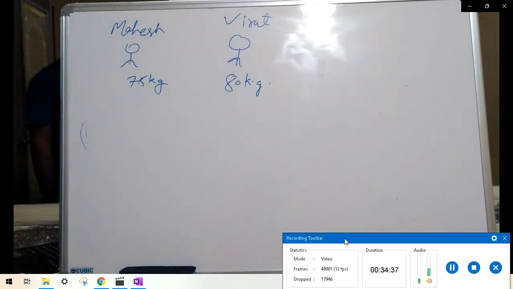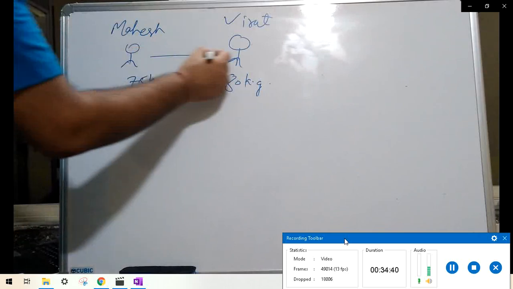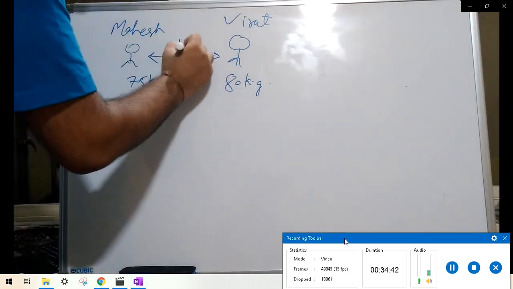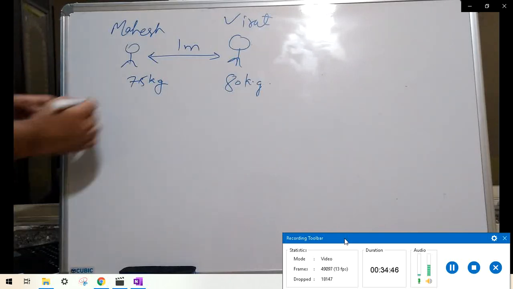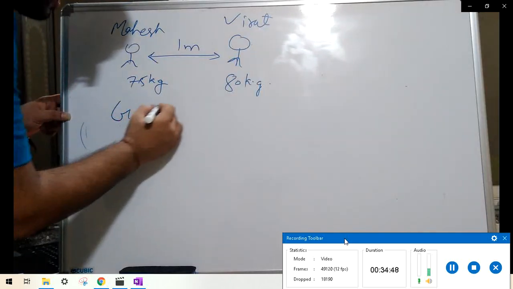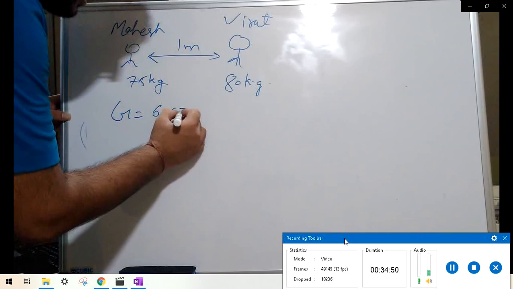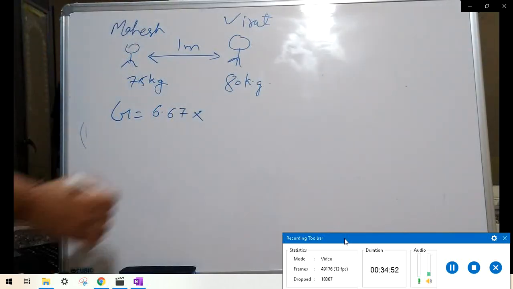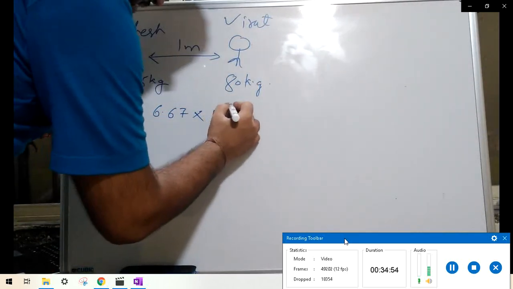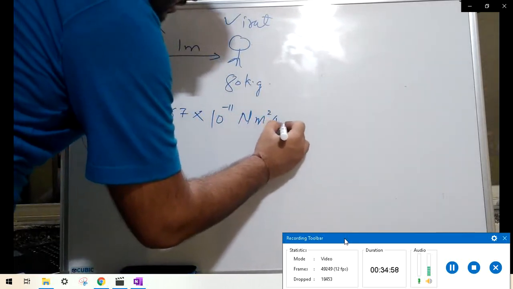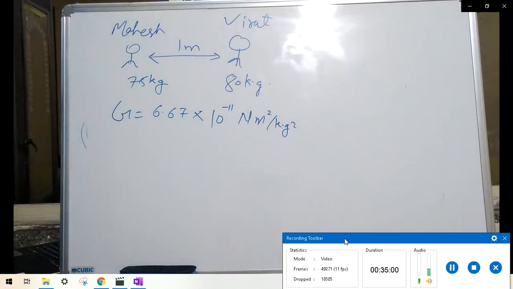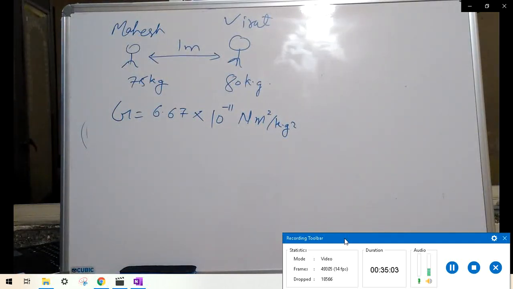Okay, very easy. Now what is the distance between them? They have specified that 1 meter is the distance between them. They have also given the value of G, the universal constant, 6.67 × 10^-11 Newton meter square divided by kg square. You should know the value of this constant.